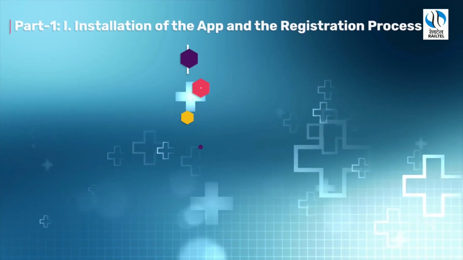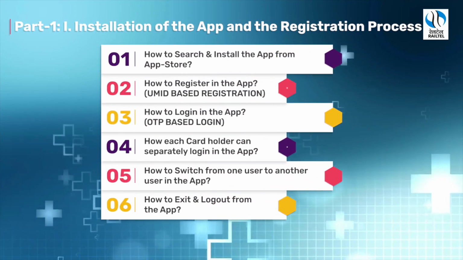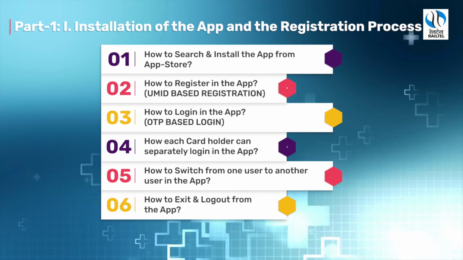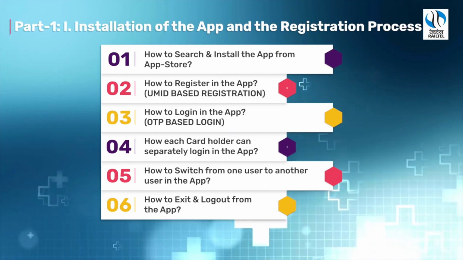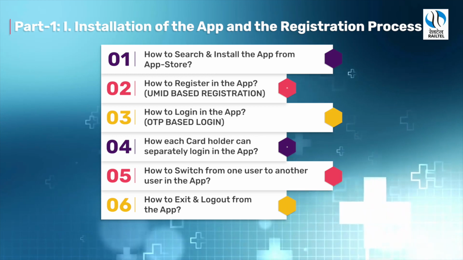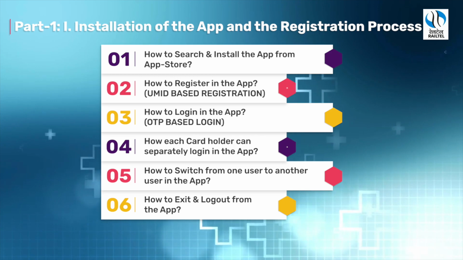In the first part, we will cover following 6 topics. How to search and install the app from App Store. Second, how to register in the app. Third, how to log in the app. Fourth, how each card holder can separately log in the app. Fifth, how to switch from one user to another user in the app. Sixth, how to exit and log out from the app.